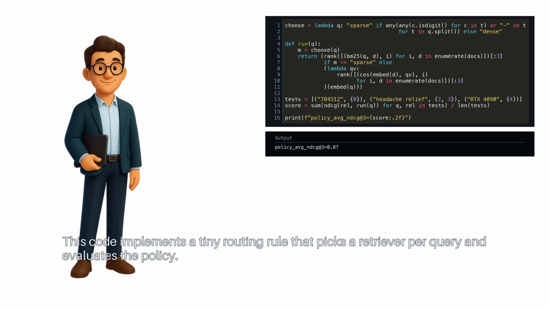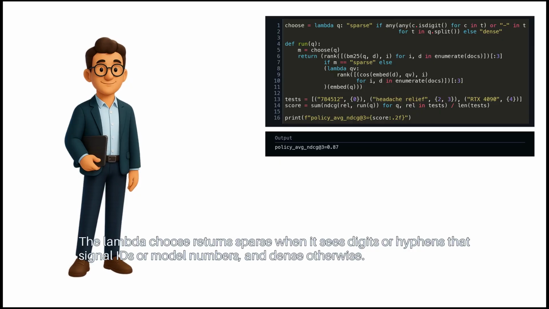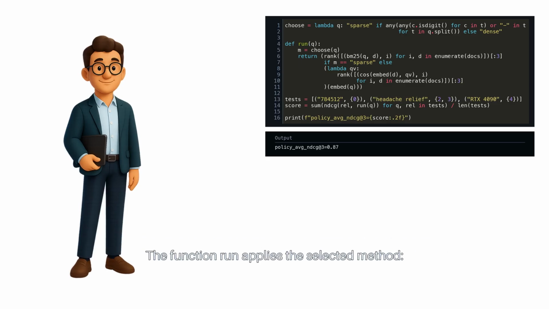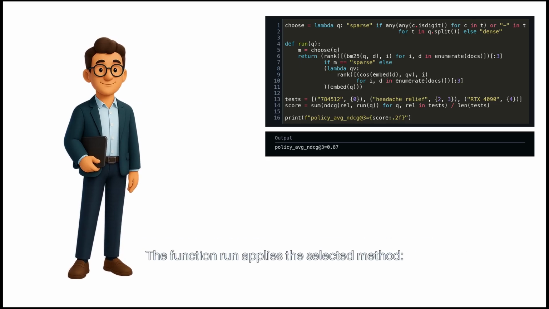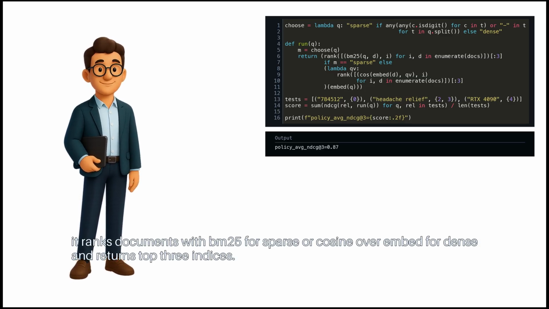This code implements a tiny routing rule that picks a retriever per query and evaluates the policy. The lambda choose returns sparse when it sees digits or hyphens that signal IDs or model numbers, and dense otherwise. The function run applies the selected method. It ranks documents with BM25 for sparse, or cosine over embed for dense, and returns top 3 indices.